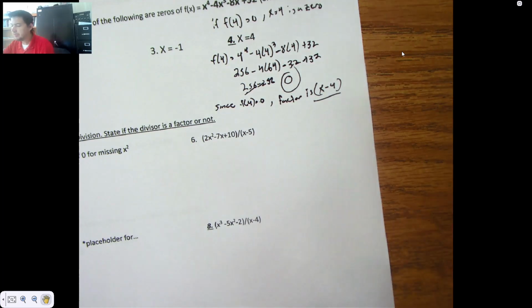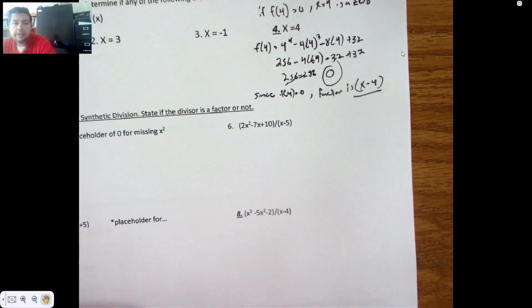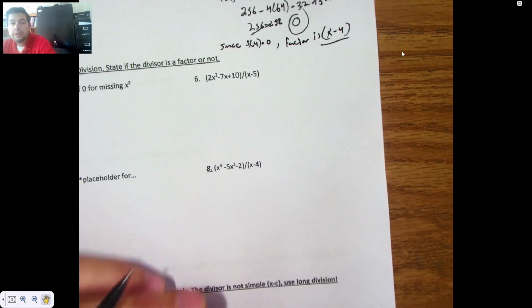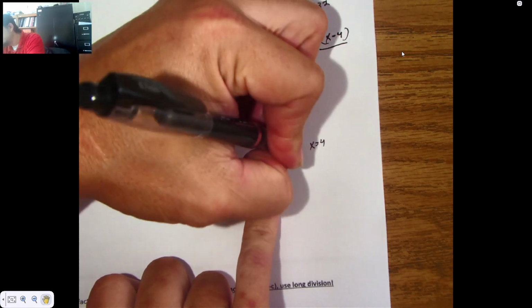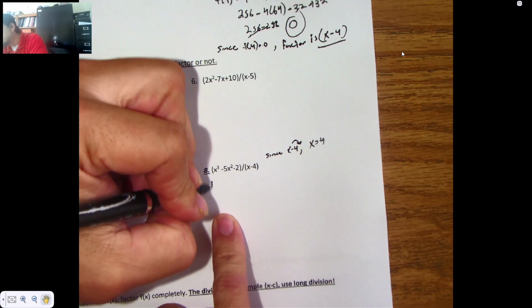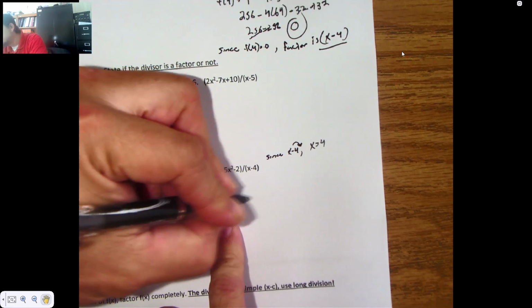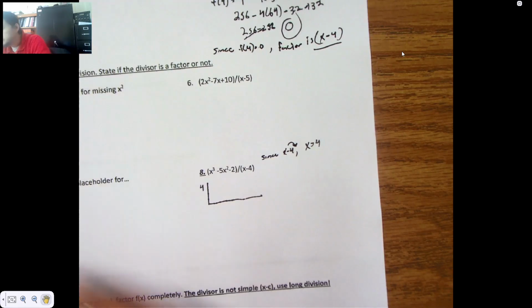All right, instructions on the next set. I'm not going to do a lot of synthetic division. Divide the following using synthetic division. State if the divisor is a factor or not. And we are dividing by x minus 4. So since x minus 4, x equals 4. Just think about shifting to that imaginary equal sign. Think about shifting it over. That's a big mistake a lot of kids don't do. They just accept whatever sign they see and they go with it.